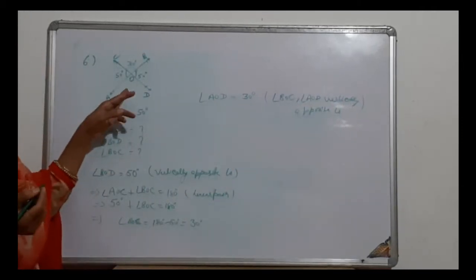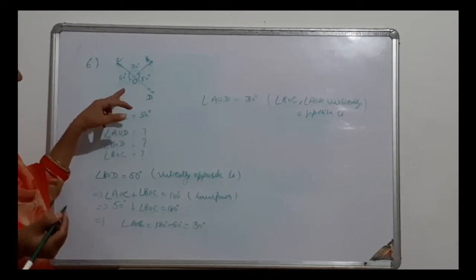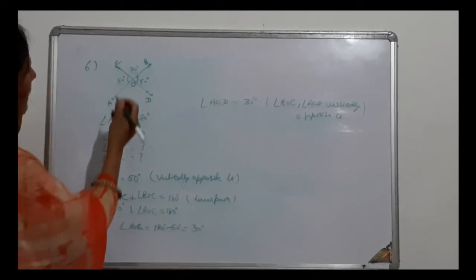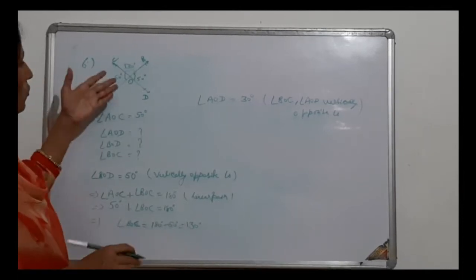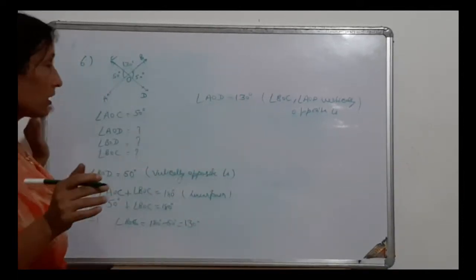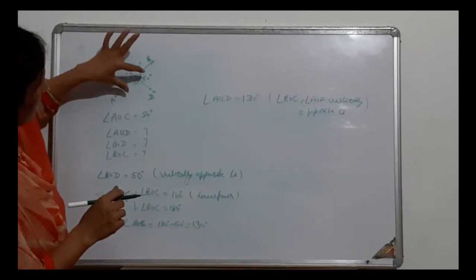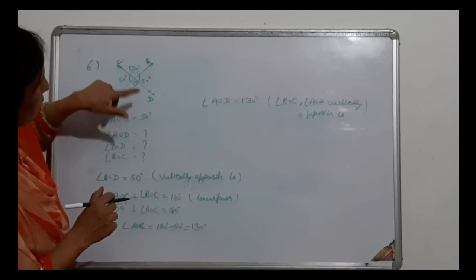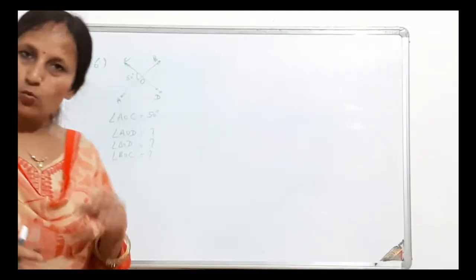You can find this angle by linear pair also, because this is 50 degrees, so it will be 130 degrees. So we can write this also 130 degrees. So you can write here that by linear pair also we can find angle AOD, because this is 50, so it will be 130 degrees.